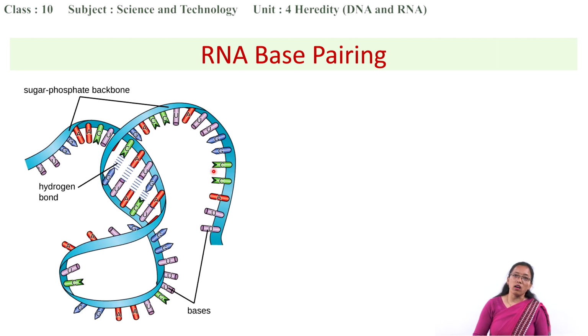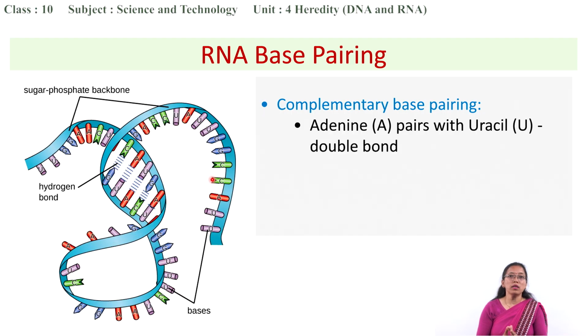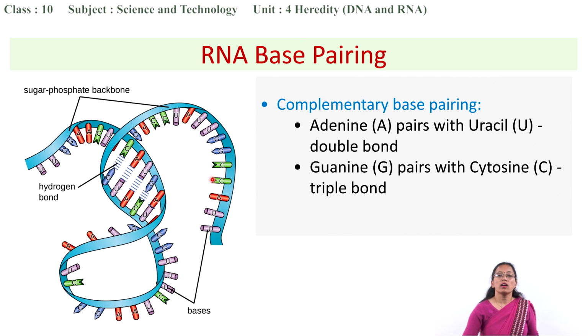How does pairing occur? In the case of RNA, can you guess how they pair? Yes, there is no thymine, so adenine will pair with uracil, and there is a double bond between uracil and adenine, just like between adenine and thymine. Next, guanine will pair with cytosine with a triple bond, just like in DNA.